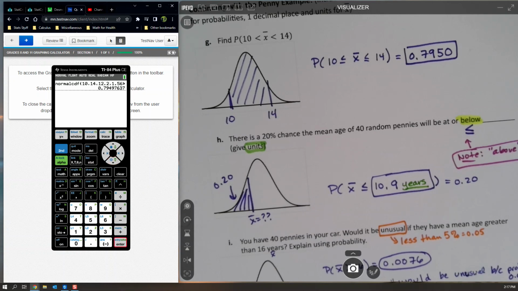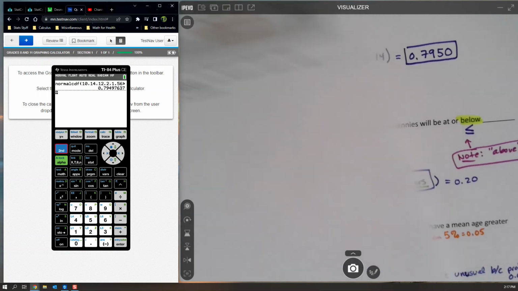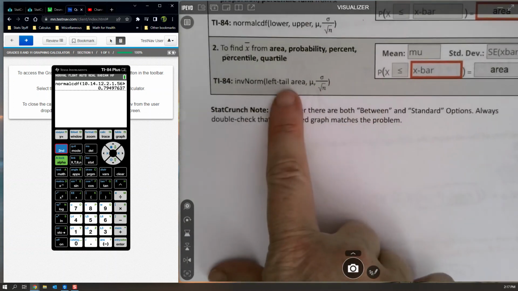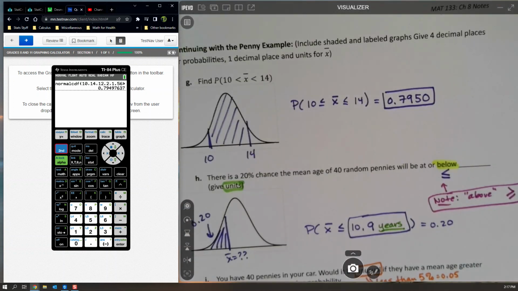Same answer. Now letter H is a little different because for letter H, we know the area is 0.20, so we have to use inverse norm. Luckily, this is another left-tailed one, so it's just 0.2, and again, we have to type in those values. 12.2 and 1.5653, and it is left, so we can just paste it in. The old calculator would work the same way. It just wouldn't have the left part.